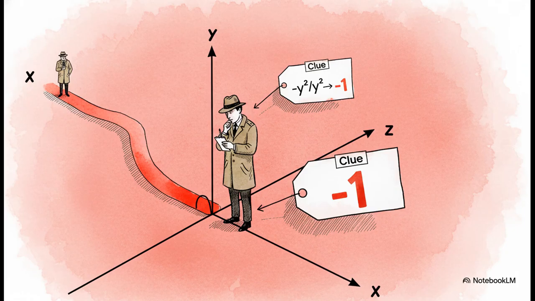Now for witness number 2, the y-axis. Here, the x value is always 0. So we substitute x equals 0 into the function, and we get negative y squared over positive y squared. That simplifies to negative 1. So along this path, the function is heading towards a limit of negative 1.